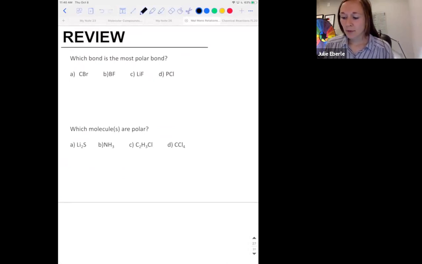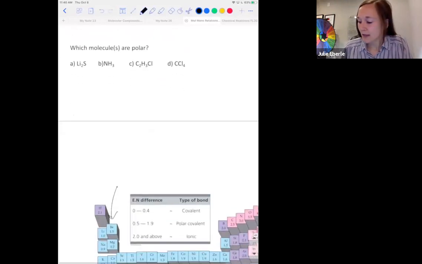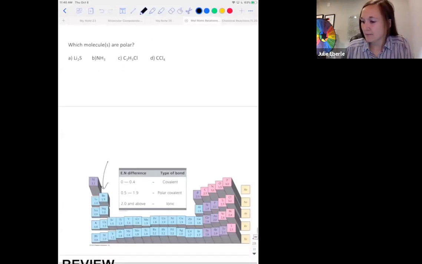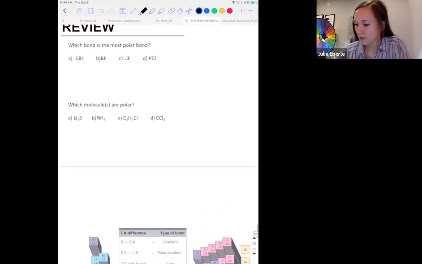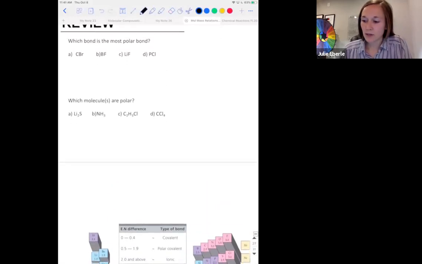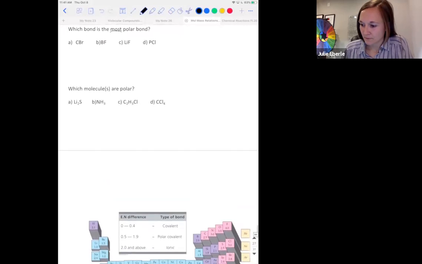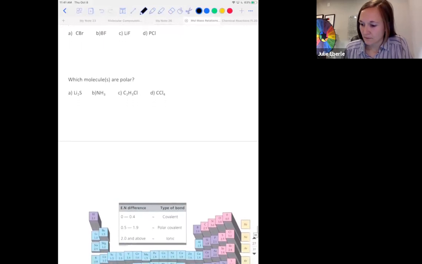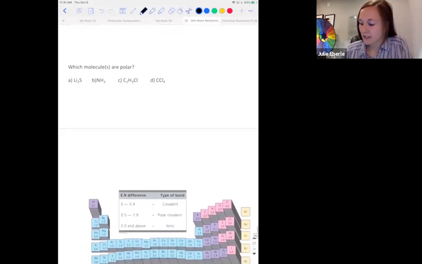All right, let's talk about polarity. We got polar bonds and we got polar molecules. So I conveniently put this electronegativity chart down here for you guys because you're probably going to need it on these questions. So the question is, which bond is most polar? So you need to calculate electronegativity differences.